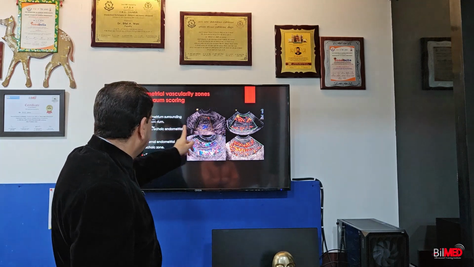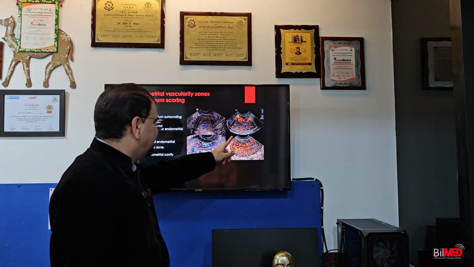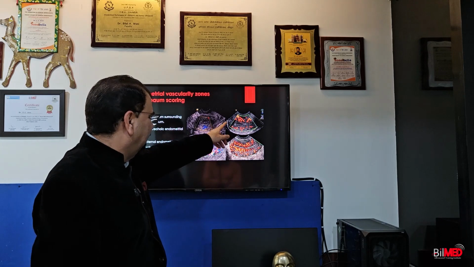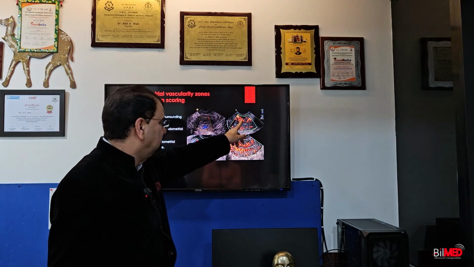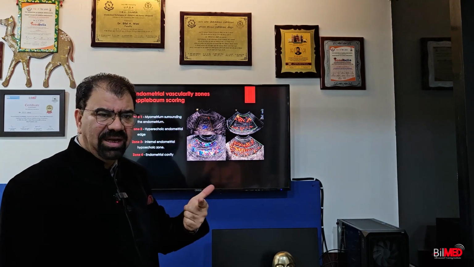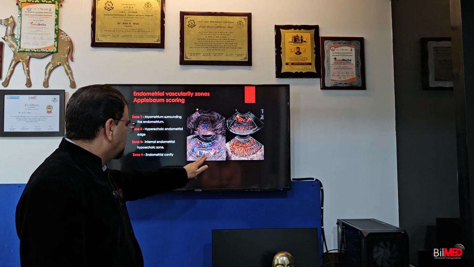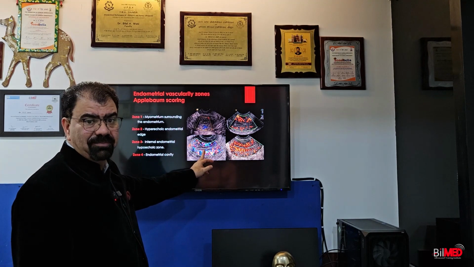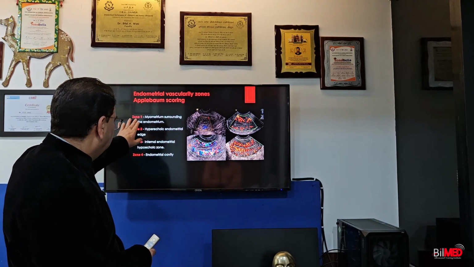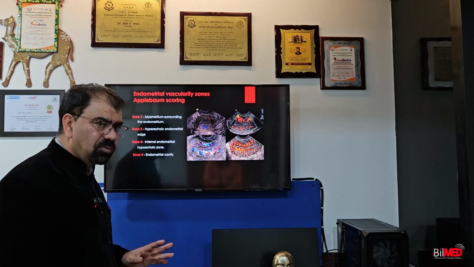But in zone 2, the hyperechoic endometrial edge is being touched. So it means that the endomyo junction is touched from everywhere. It is not just in myometrium, but the vessels are touching the endomyo junction from all sides. That will be the zone 2. And in zone 3, it is going into the endometrium. That will be zone 3. In zone 4, the vessels will not only penetrate into the endometrium, but it will touch the internal line, I mean the cavity line. So accordingly, zone 1, zone 2, zone 3 and zone 4 are labeled.